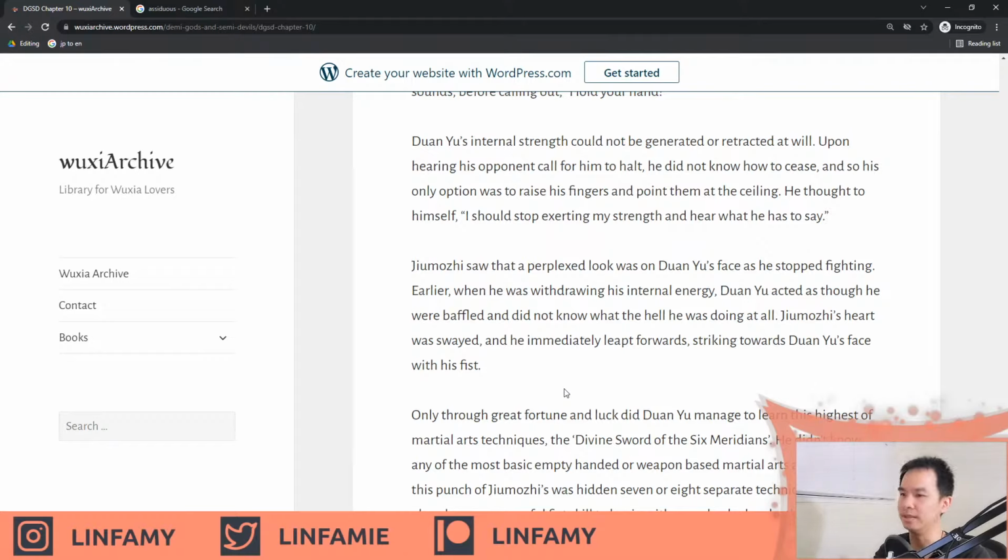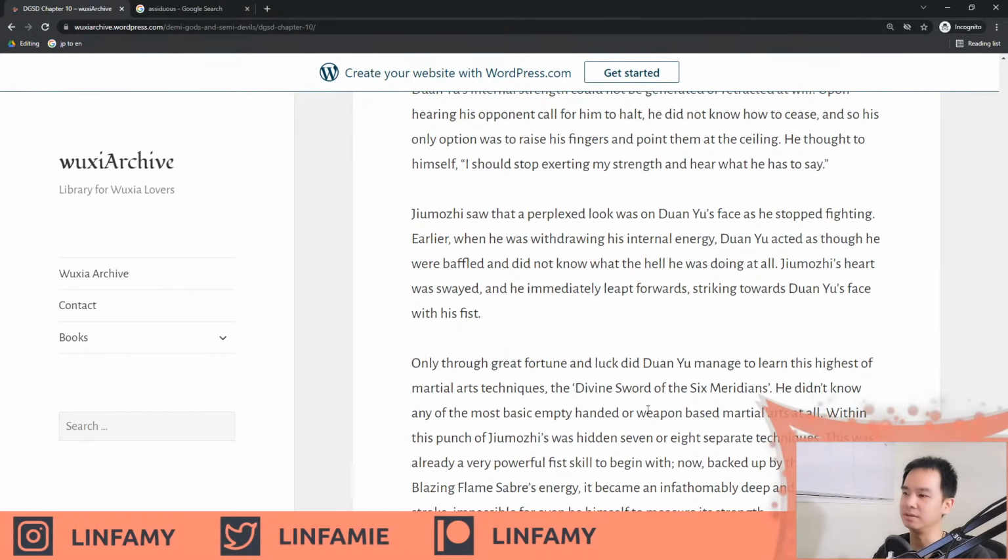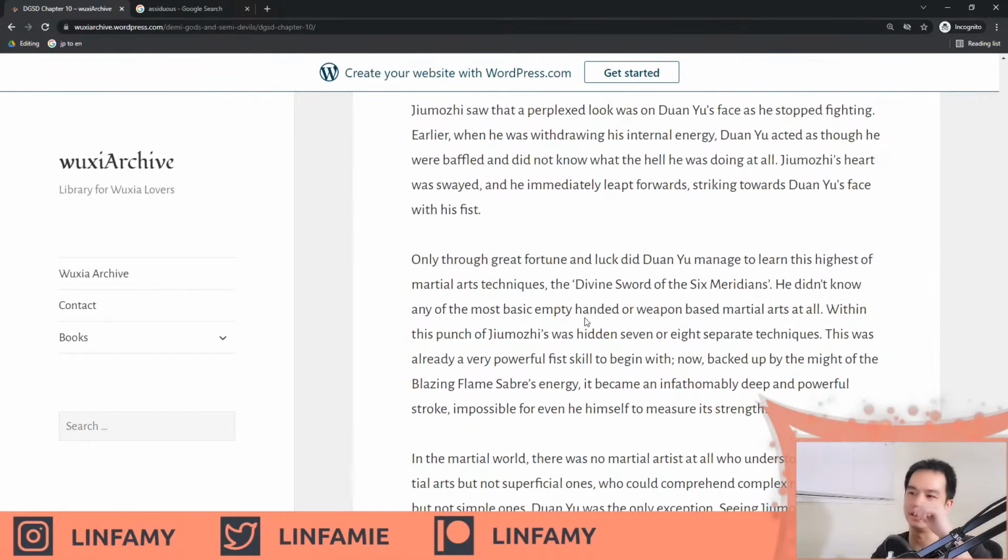Jiyomotsu's heart was swayed, and he immediately leapt forwards, striking towards Duan Yu's face with his fist. Only through great luck and fortune did Duan Yu manage to learn this highest martial arts technique, the divine sword of the 6 meridians. He didn't know any of the most basic empty-handed or weapon-based martial arts at all. Within this punch of Jiyomotsu's was hidden 7 or 8 separate techniques. This was already a very powerful fist skill to begin with. Now, backed up by the might of the blazing flame saber's energy, it became an unfathomably deep and powerful stroke, impossible for even he himself to measure its strength.